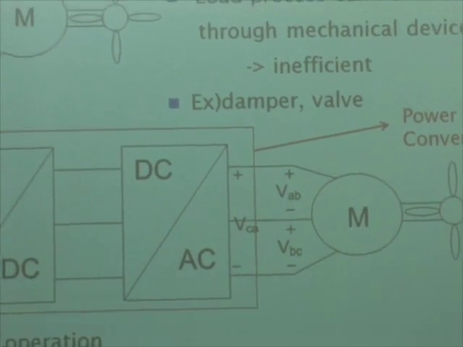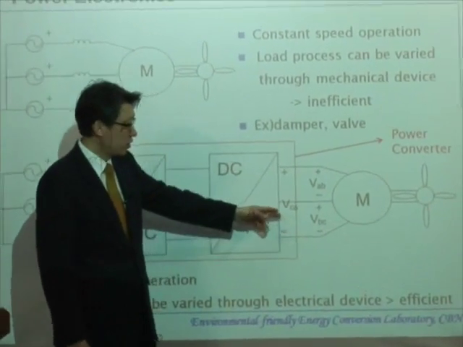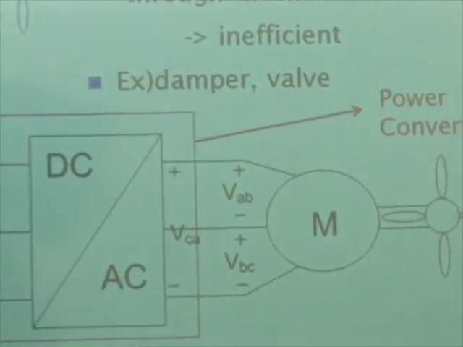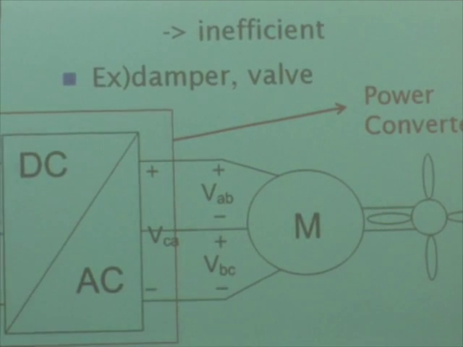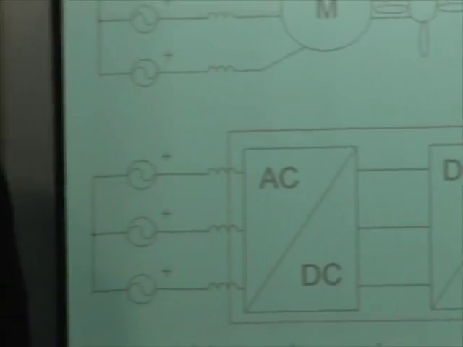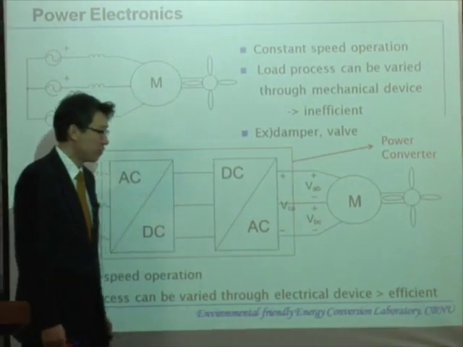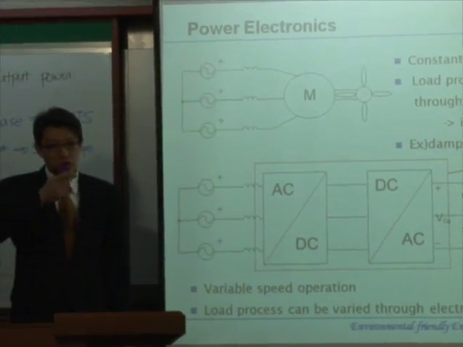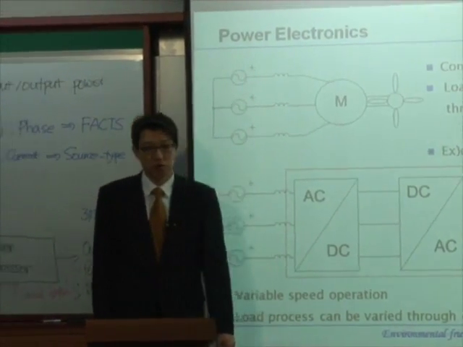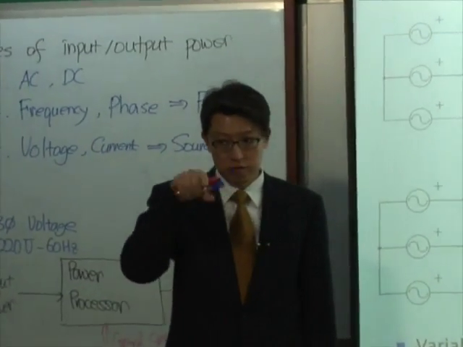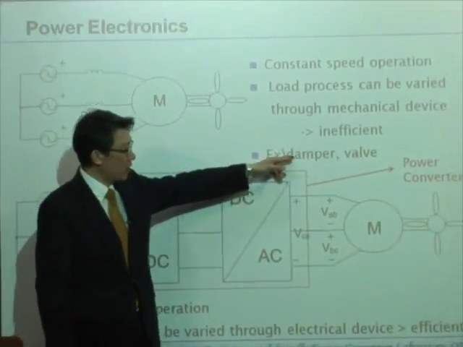Okay? Why? If we have a variable voltage, variable frequency, and variable phase, then we can control the speed of this fan. Everybody knows that if this is a synchronous machine, AC machine, the synchronous frequency depends on the input voltage frequency, right? So if we change the frequency of this inverter, then we can also change the synchronous frequency of this motor, so leading to the speed change. So it means that we don't need to have a damper and valve.